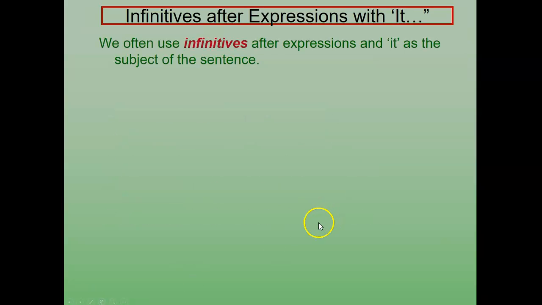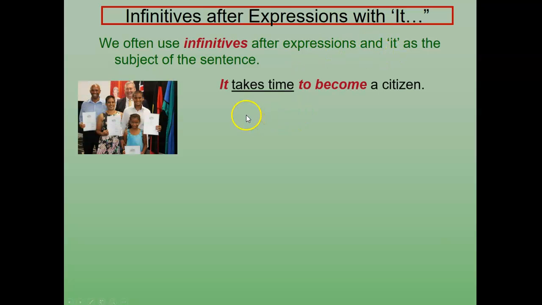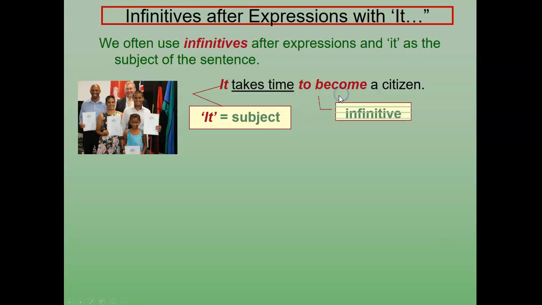All right, let's go ahead and move on to infinitives after expressions with it. We often use infinitives after expressions and it as the subject of a sentence. Here's an example. It takes time to become a citizen. So it here is the subject of the sentence, and takes time is part of the expression. To become is our infinitive.